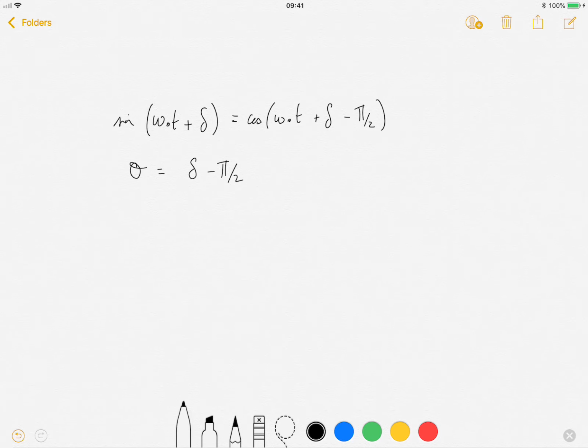Alright, so let's just get into how we can use least squares to fit a sinusoid.